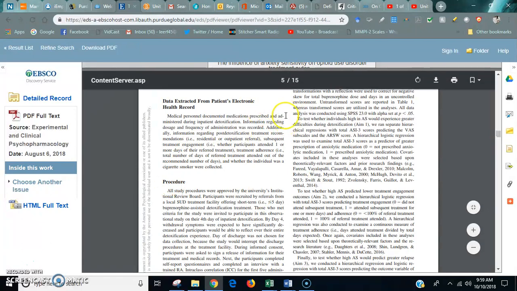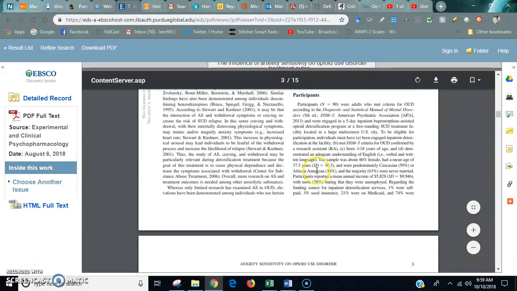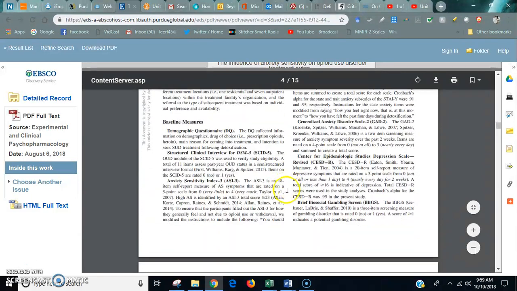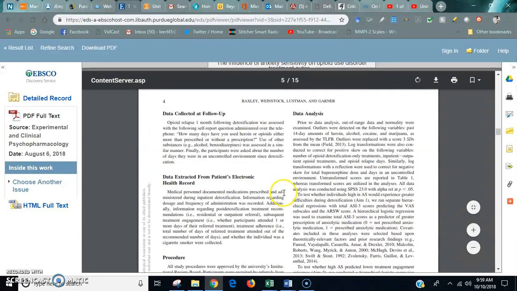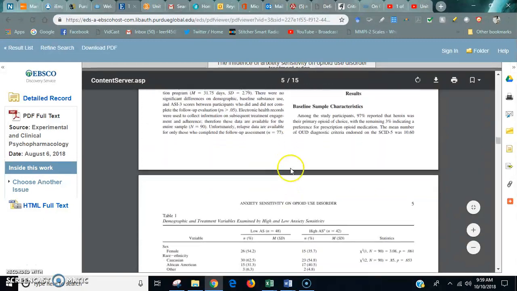They have a procedure. Note how many pages they're spending on telling you exactly how they did this. That's what a research article does. They spend more time telling you how they did something than actually what they did.